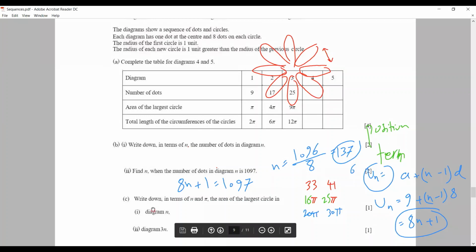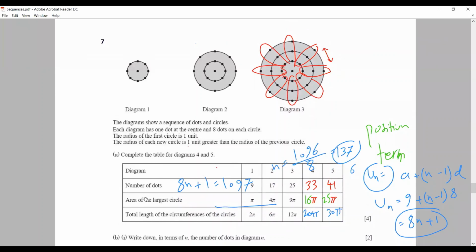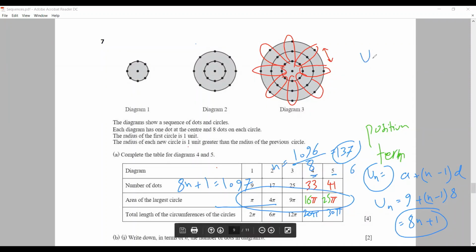So next question, write down in terms of n and pi the area of the largest circle in diagram n, and in diagram 3n. If you recall, let me go back to the area, this was the pattern. And what we did, we just raised this number to the power of 2. So u sub n would be equal to n squared pi, right? Don't forget that we have a pi. Just the coefficient of pi is n squared.